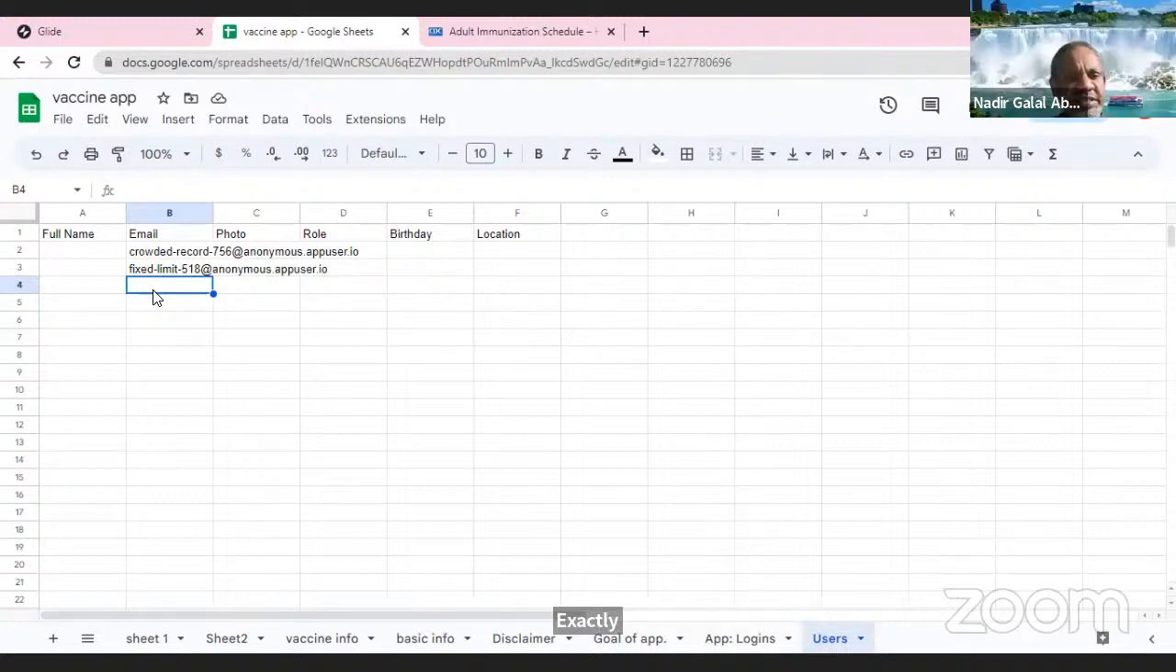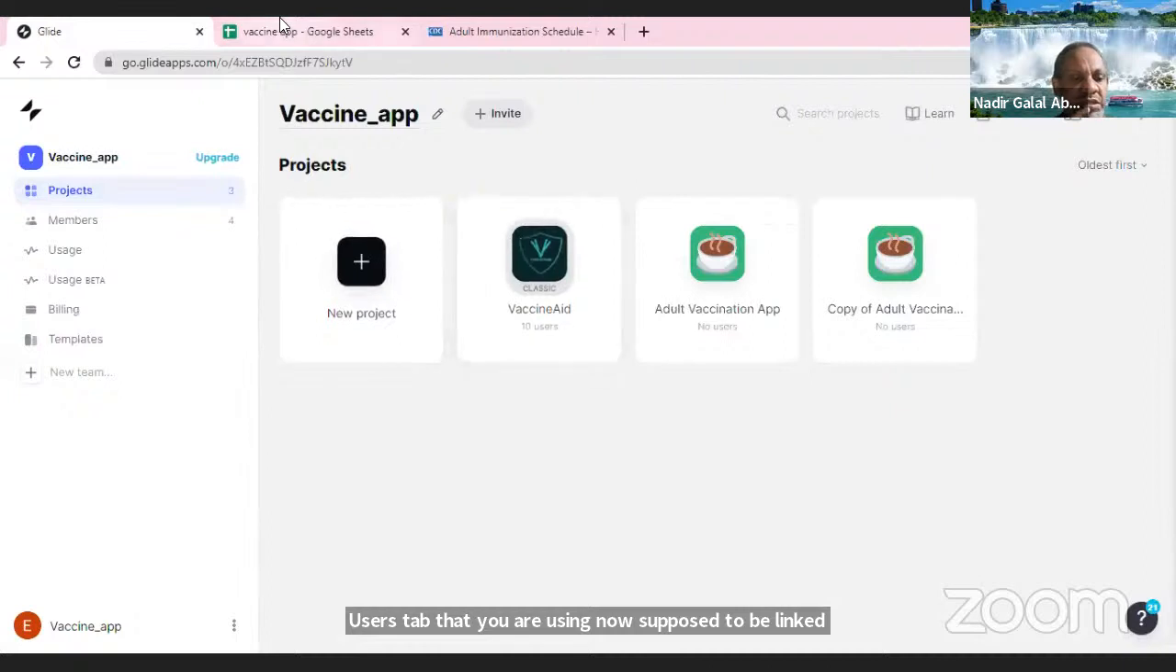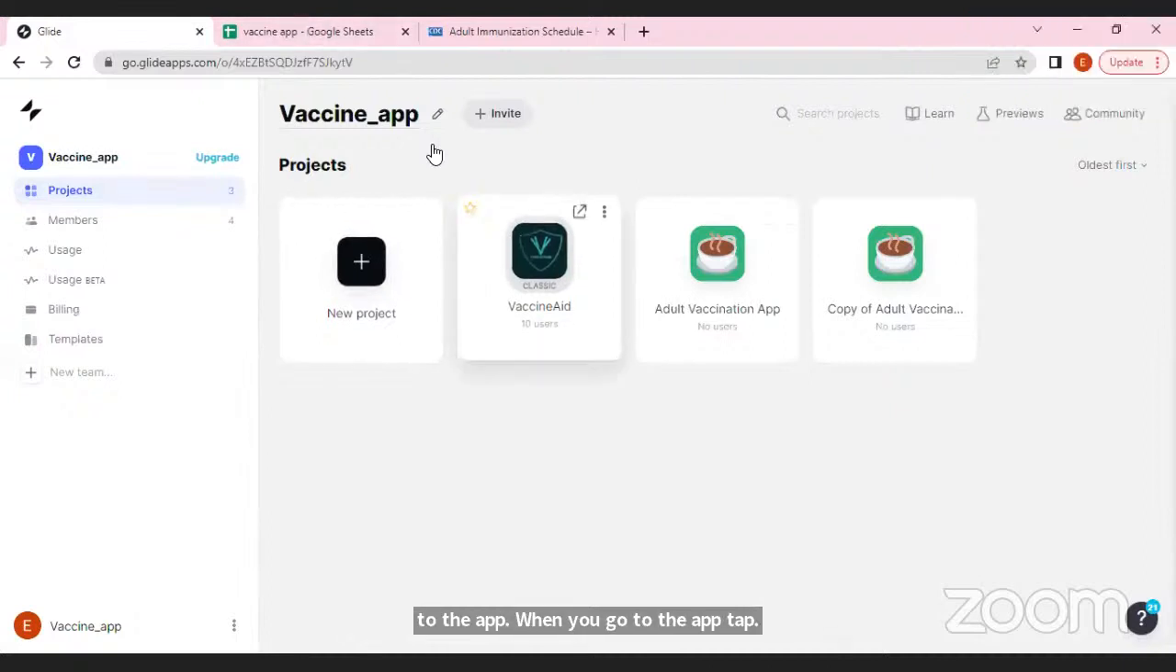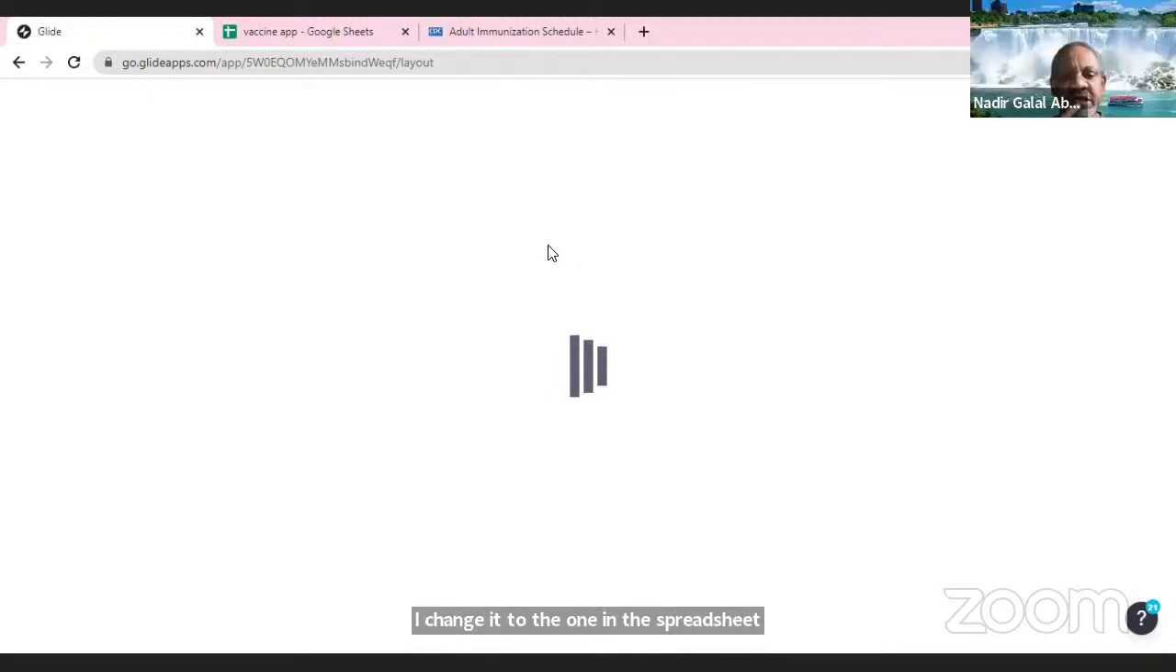So there are a couple of things. The user tab that you are using now is supposed to be linked to the app when you go to the app tab. Supposed to be in the app itself? In the app itself, yeah. I think I changed it in the settings. I changed it from the users tab in the Glide app to the one in the spreadsheet. So you already changed it, and yes, I changed it.